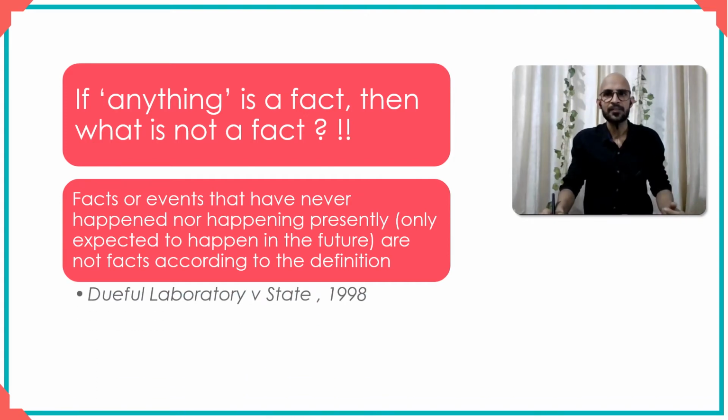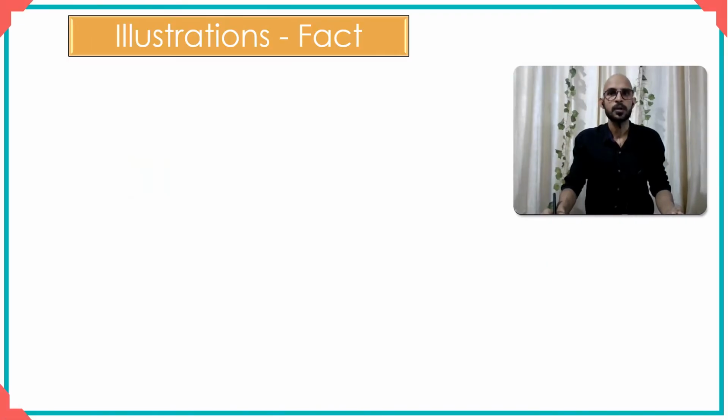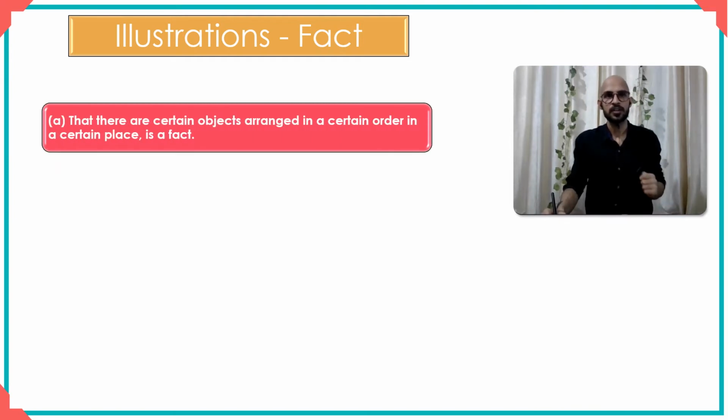Now let's go ahead and have a look at a few examples of what kind of facts we have. We look at the illustrations to the section which give us the most authentic examples. So when we look at the illustrations that are given in section 3 after the definition of the fact, let's have a look at them one by one. The first illustration, illustration A. It says that there are certain objects arranged in a certain order in a certain place. This is a fact. Let's think of it like this.